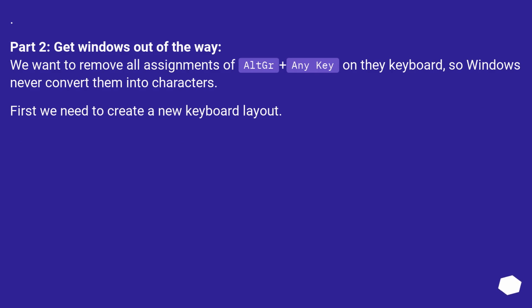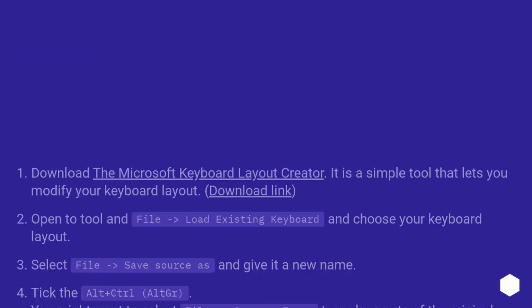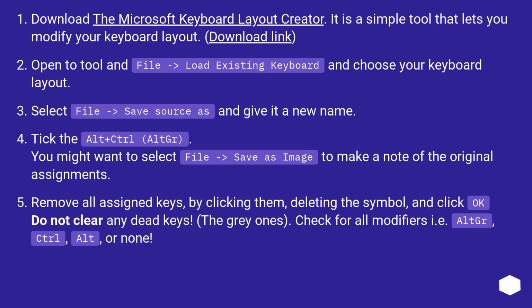Part 2. Get Windows out of the way. We want to remove all assignments of AltGr plus any key on the keyboard, so Windows never converts them into characters. First we need to create a new keyboard layout. Download the Microsoft Keyboard Layout Creator. It is a simple tool that lets you modify your keyboard layout. Download link. Open the tool and go to File > Load Existing Keyboard, and choose your keyboard layout.